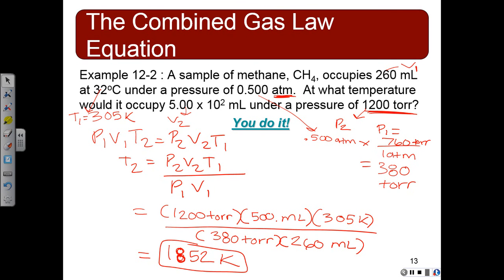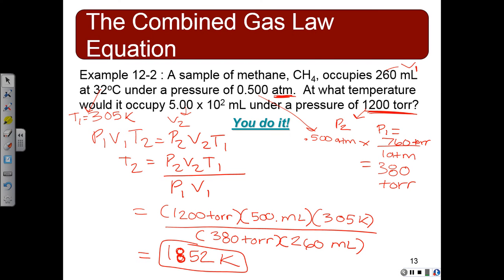V1 we can leave as milliliters. The 32 we have to add 273. Okay, so we get 305 for our T1. Okay, I converted to torr. You could do the opposite and you should still get the same answer. Okay, so if you wanted to convert from torr to ATM, you would have gotten the same answer.